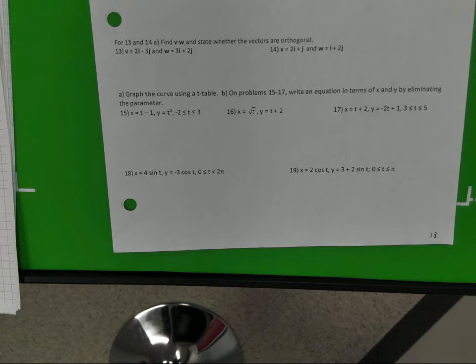Number 14. Landon, how would I find the dot product there? 2 times? 2 times? 1 plus 1 times? 2. What does that give me? 4. Is that orthogonal? No. Are there any questions on that? Yes. Look, work number 12.